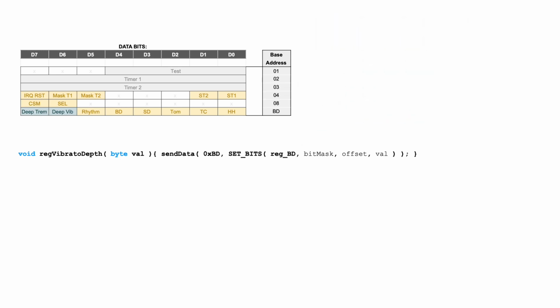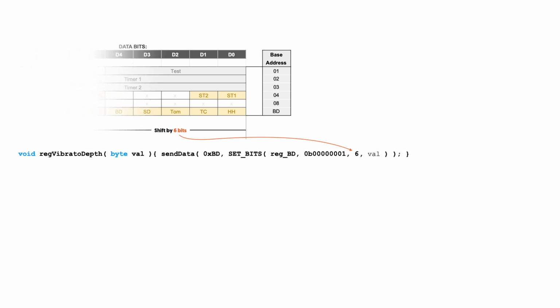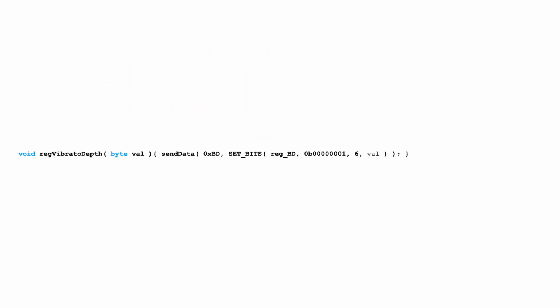What about the bit mask? Well, vibrato depth is just a 1-bit flag, so our bit mask should only have a single 1. And since this is bit 6, our offset should be 6. Finally, we have the new value that we want to stick into the register, and that is just the value that we've passed to the function, so no change here.